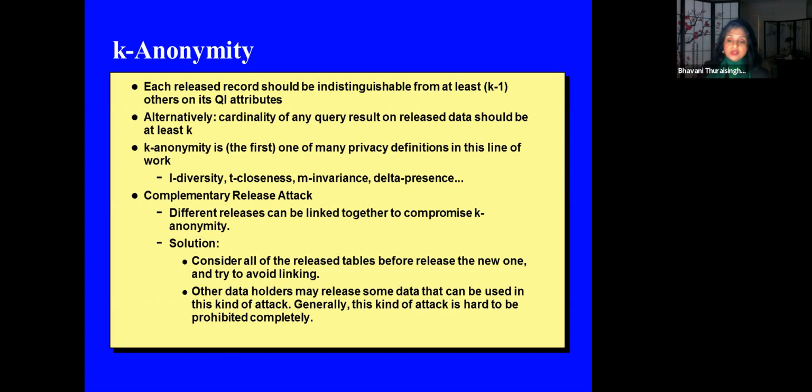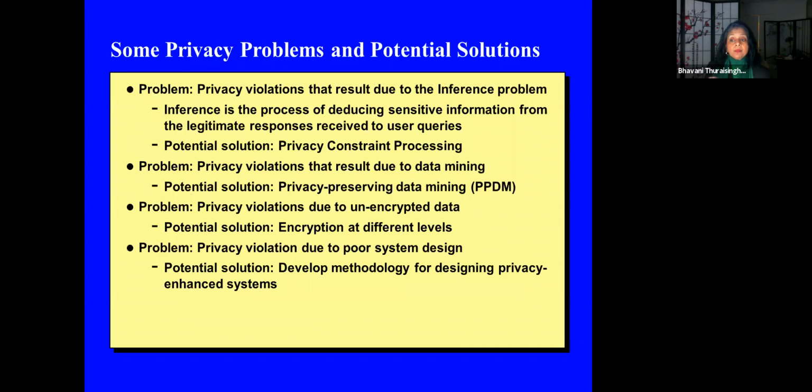Anyway, coming back to this, consider all of the release tables before releasing the new one and try to avoid linking. Other data holders may release some data that can be used in this kind of attack. Generally, this kind of attack is hard to be prohibited completely. Okay, so that's k-anonymity. Now, we get to some privacy problems and some potential solutions.